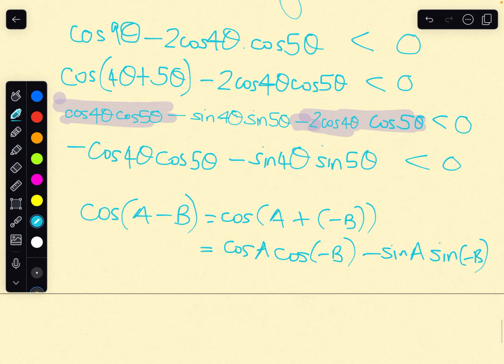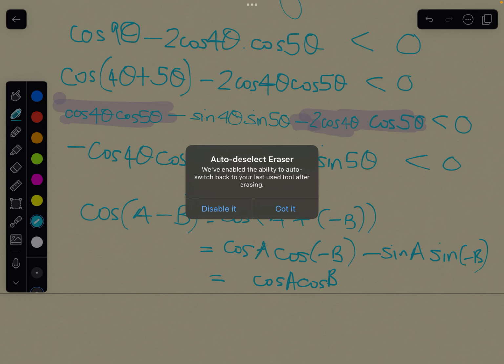So that ends up being minus cos A cos B using our reduction. Oh no, cos is positive in the fourth quadrant if the angle is acute. Okay, so that is actually cos A.